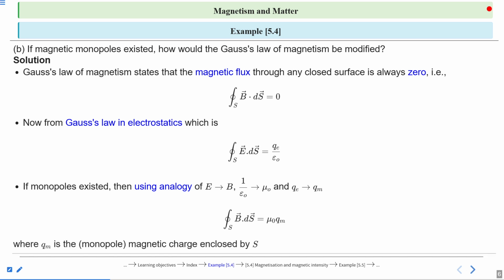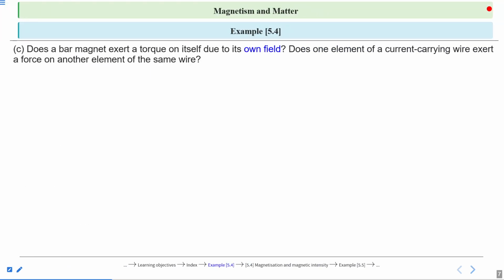Where QM is the monopole, magnetic charge enclosed by S. Okay. Now C part. Does a bar magnet exert a torque on itself due to its own field? We know that a bar magnet placed in an external magnetic field experiences a torque and a force on its poles, but the net force on the bar magnet is zero in a uniform magnetic field.